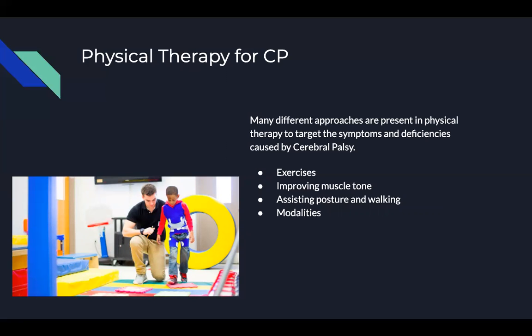So there's many different approaches to target the symptoms and deficiencies that are caused. So exercise is the big thing, getting these patients moving, improving that muscle tone and strengthening. Posture is big also, in walking. We want these patients up and walking and moving. Modalities can be implemented as well. So that is your electrical stimulation, which can help with the musculature as well as nerve stimulation and whatnot.